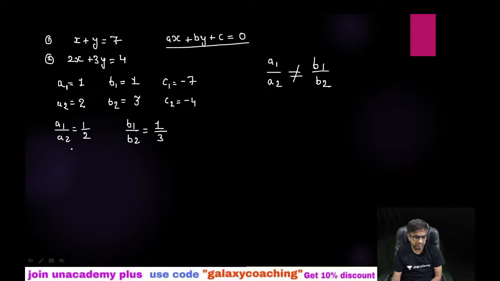Are these two equal? Is a1 upon a2 equal to b1 upon b2 or not? No, they are not equal. Whenever a1 upon a2 is not equal to b1 upon b2, we can say we will get intersecting lines, with one solution or a unique solution, and the system is consistent.